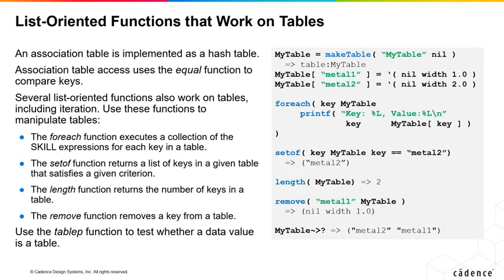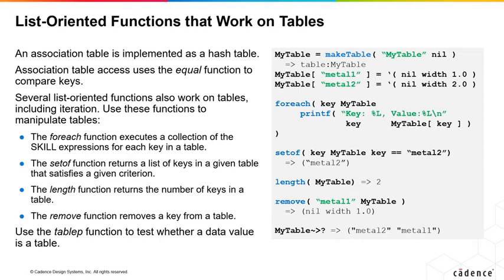The first is a foreach function. In the example on the right, you can see we can use foreach to go through each key in the table, and then key gets assigned the value of the key, and then my_table[key] will access the value stored at that location.